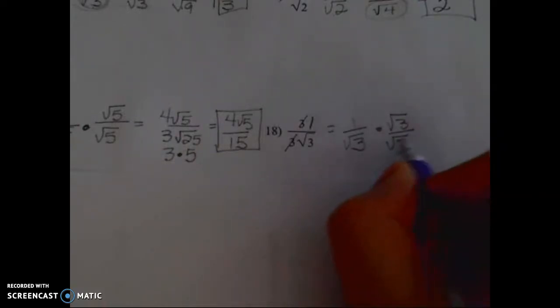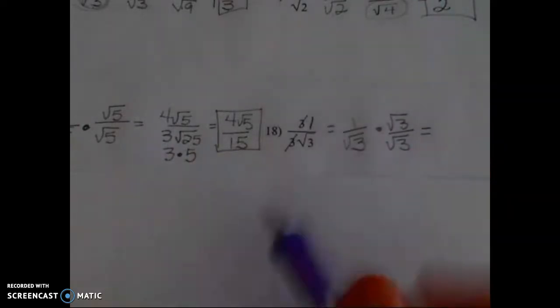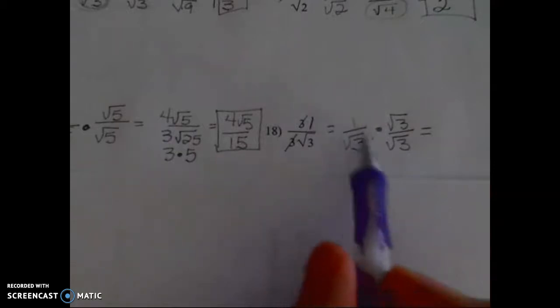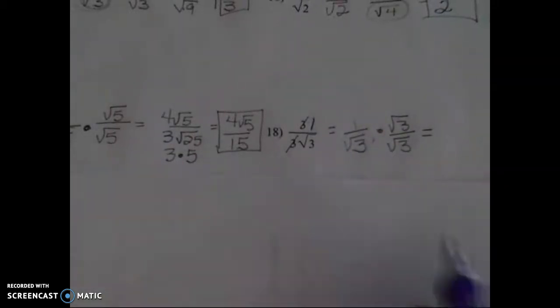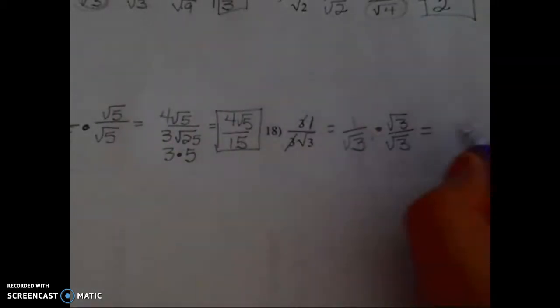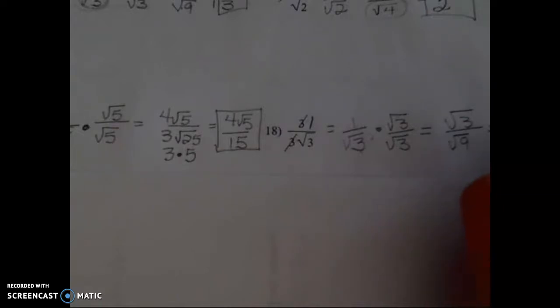Rationalize the denominator. Whatever number you have in the denominator, you multiply top and bottom by that number. Okay, 1 times the root of 3 is square root 3. The root of 3 times the root of 3 is the root of 9. There's that perfect square. Square root of 9 is 3.